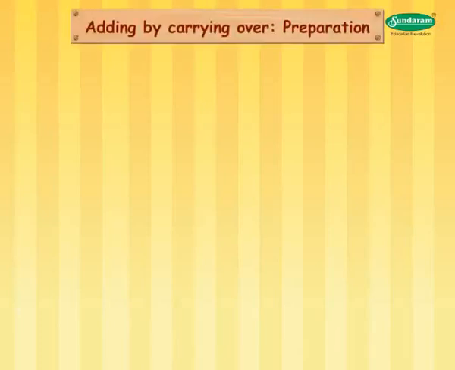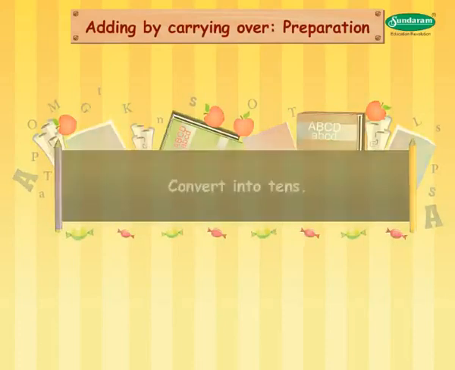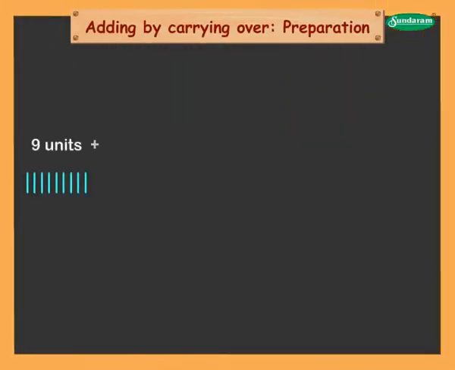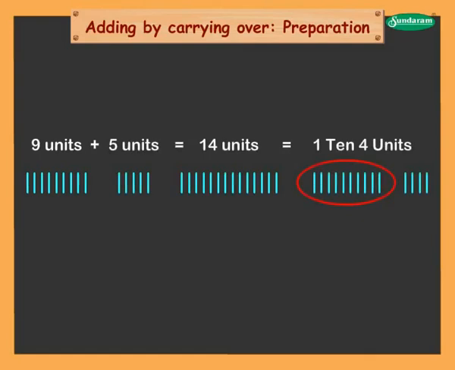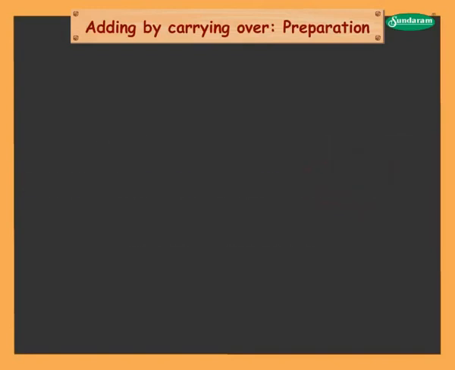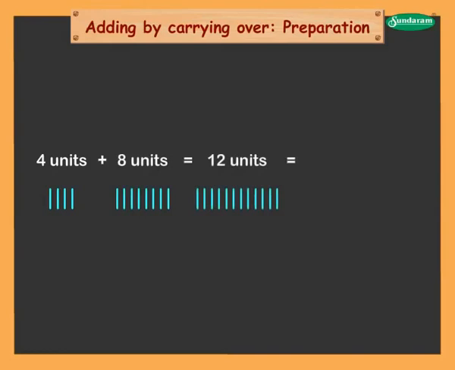Adding by carrying over. Preparation. Convert into tens. 9 units plus 5 units equals 14 units equals 1 ten 4 units. 14 units equals 1 ten 4 units. 4 units plus 8 units equals 12 units equals 1 ten 2 units.